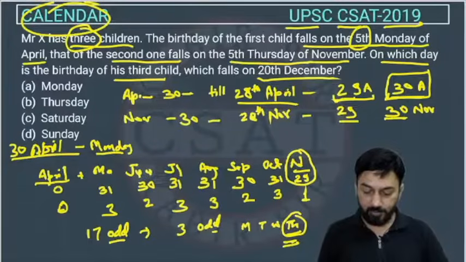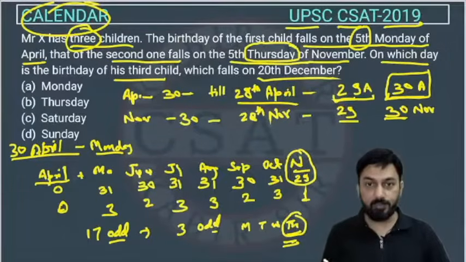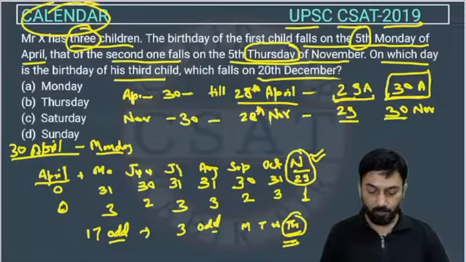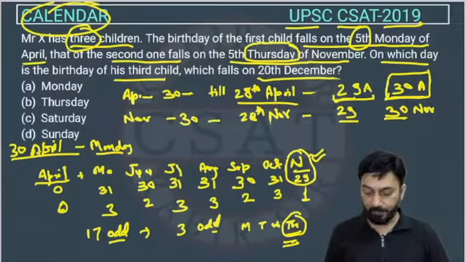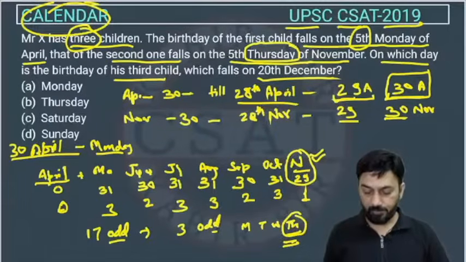So this is matching with the information given by the question, right? So the second child is born on 29th November, right? Now we have to compute for the third child. On which day is he born? He is born on 20th December, right? So we have to find which day is there on 20th December, right?